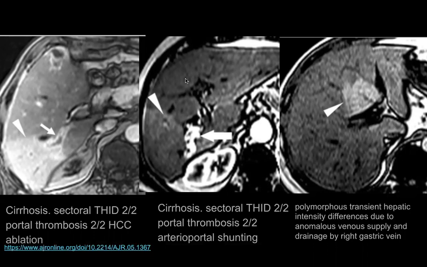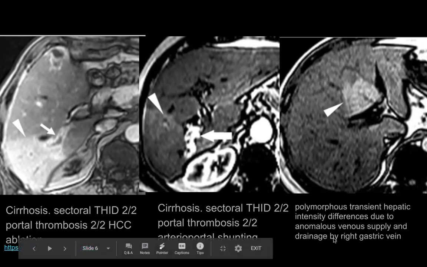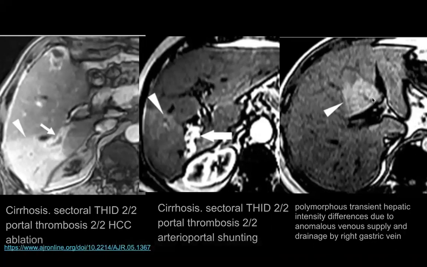But the key is they become isointense, so they don't persist and there's no washout, for example, which you would see with HCC. Here there's arterial portal venous shunting leading to the THID. Here they have this polymorphous hyperenhancement from a drainage anomaly from the right gastric vein. So various things can cause THID, but knowing that they're segmental and typically become isointense on portal venous is critical to make that diagnosis, so that we're not inappropriately directing patients.